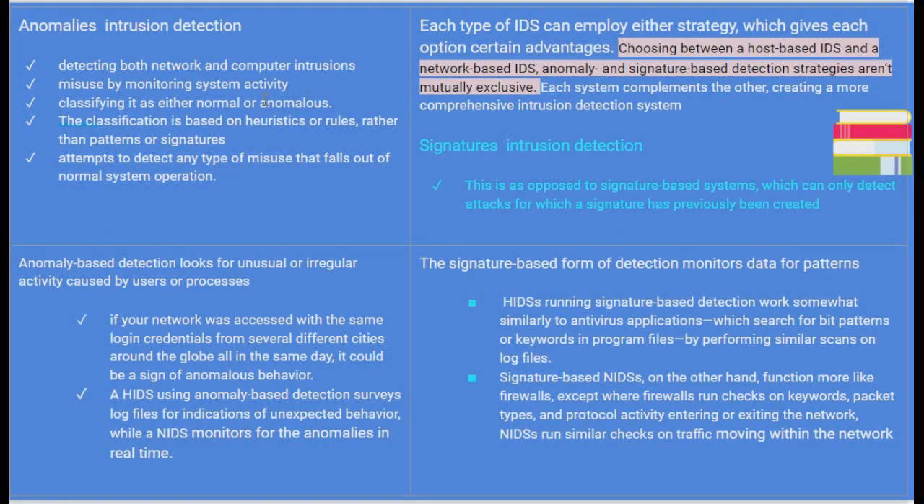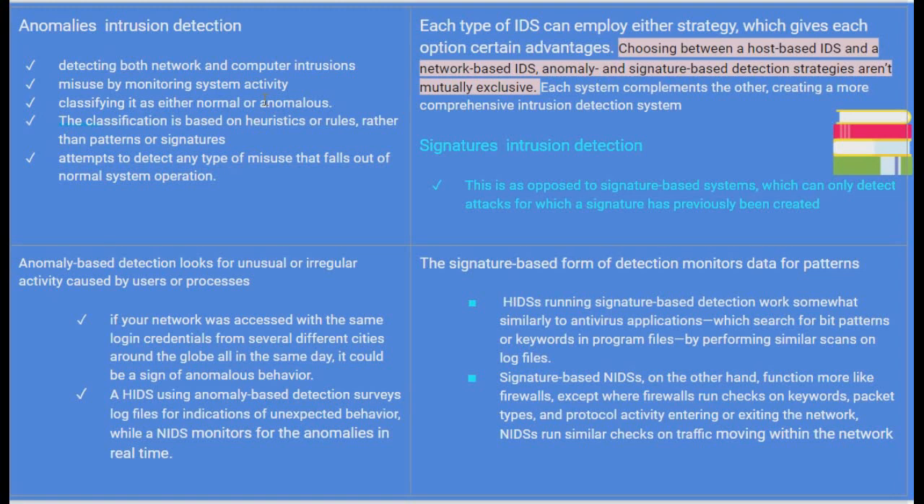So each type of IDS employs a strategy which gives certain advantages. Choosing between host-based IDS and network-based IDS, or between an anomaly or a signature-based detection strategy, are not mutually exclusive. You could use both of them. It is not that once you use one method, you should not use another one. You could use both of them based on your requirement.